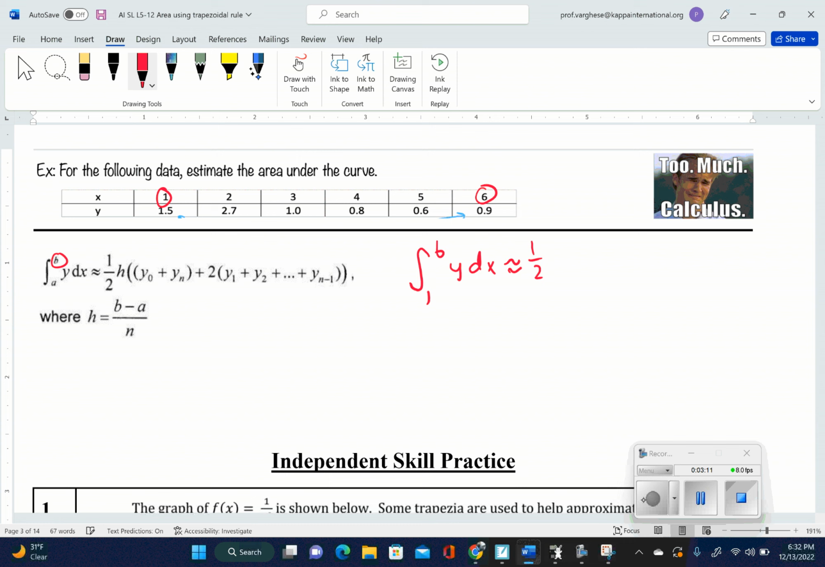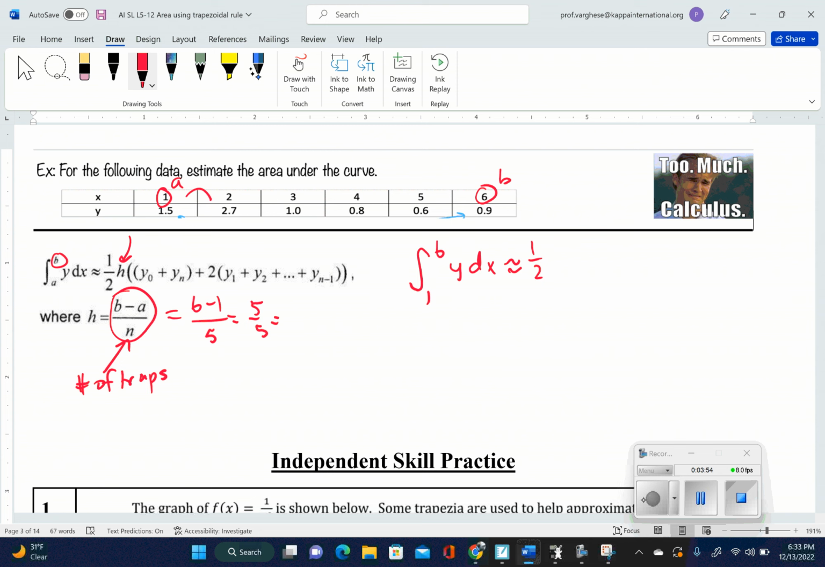You're going to put 1/2. To find your h, they give you a formula. So you do b, which is 6, the highest number, minus a, which is your lowest number. So I'm going to call this a and this is b. So 6 minus 1 divided by n. This n is the number of trapezoids that you're splitting this into. How do you figure that out? Very simple. 6 minus 1 is 5, so there are 5 trapezoids. So 6 minus 1 is 5, divided by 5 is equal to 1, which makes sense, right?